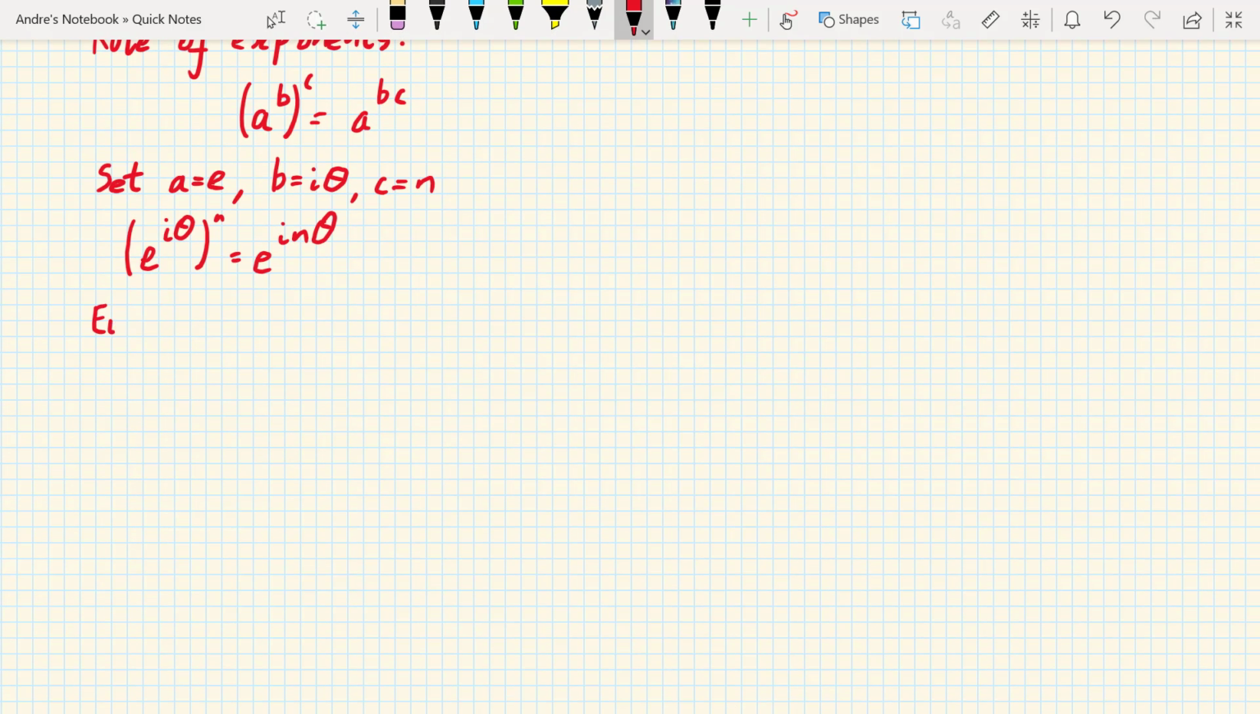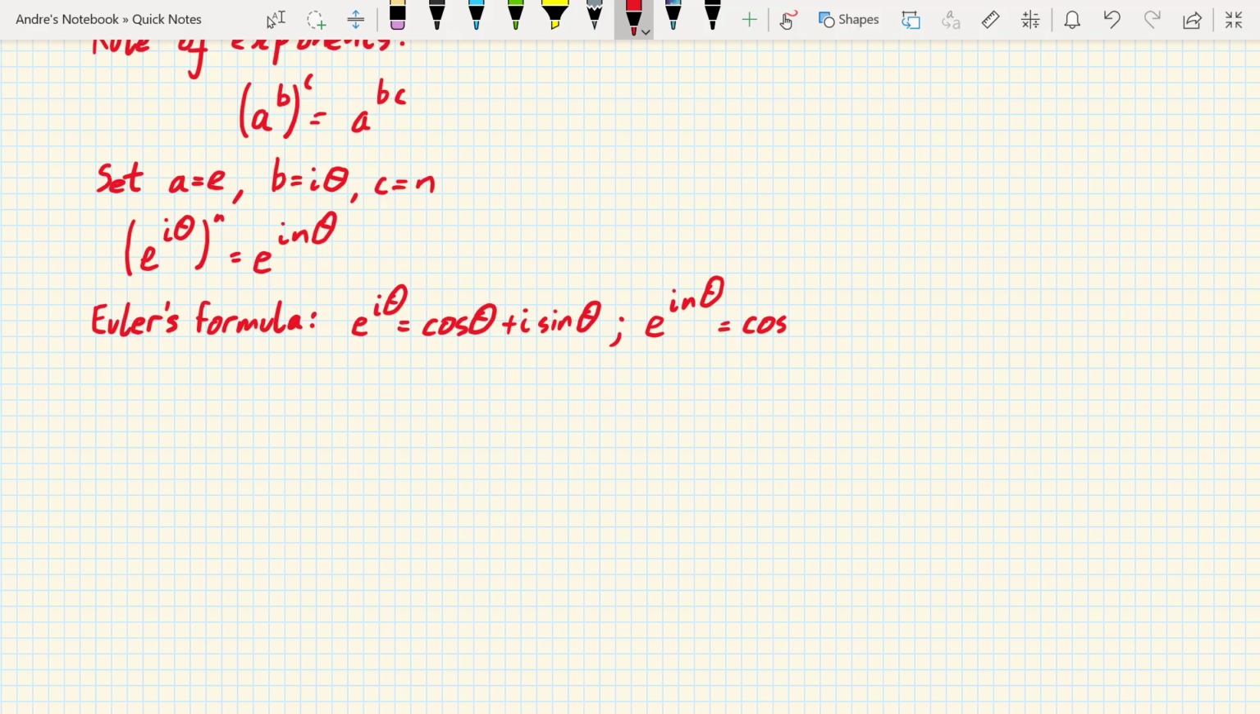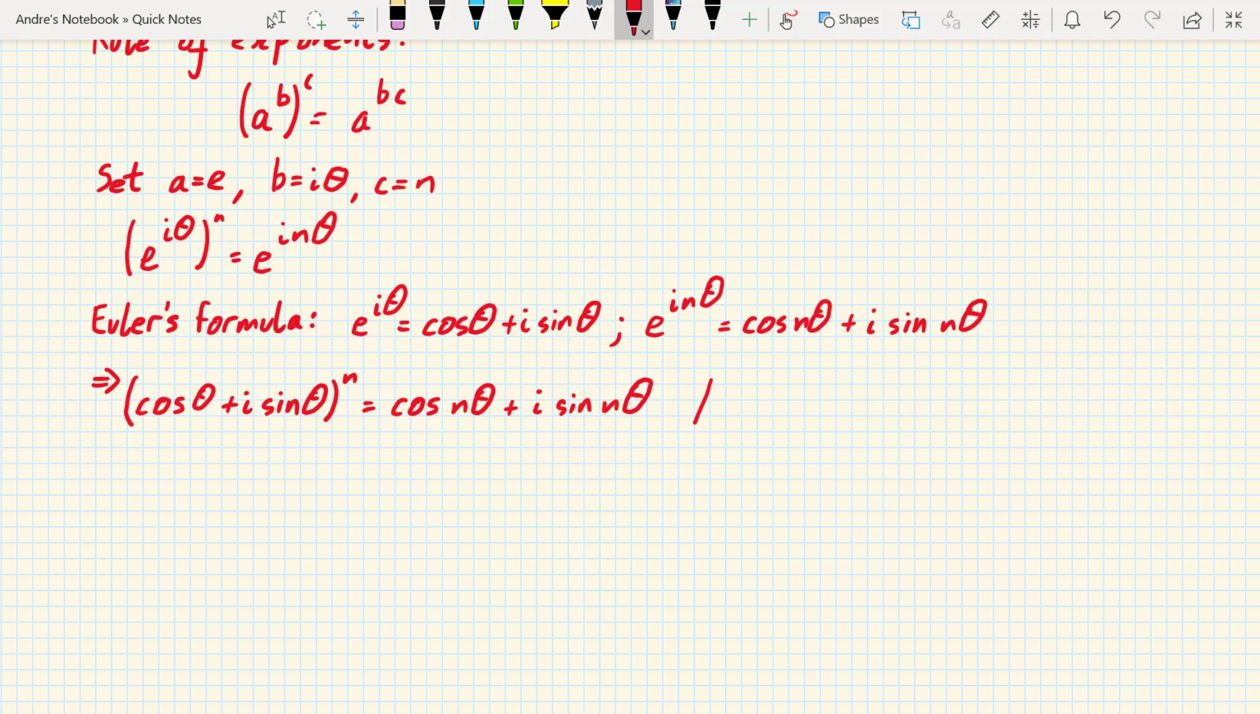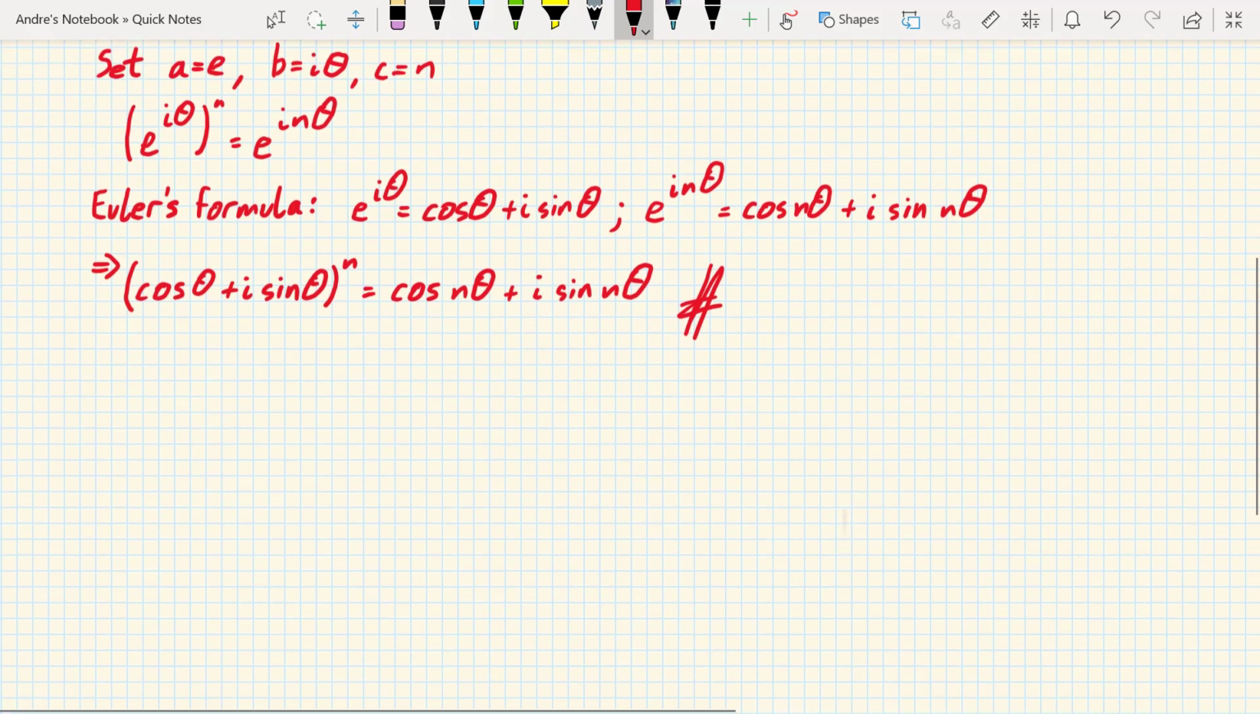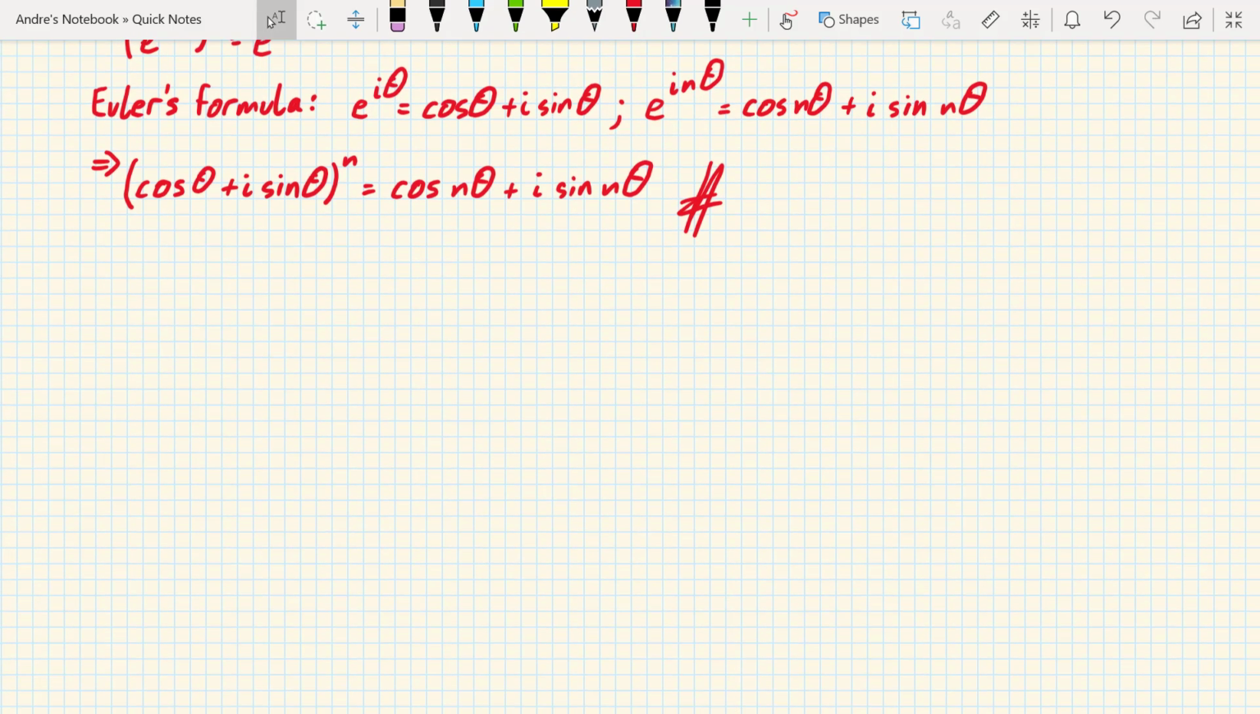But we know from Euler's formula that e^(i theta) is cos theta + i sin theta. And similarly, we know that e^(i n theta) is cos n theta + i sin n theta. Substituting those in, we get (cos theta + i sin theta)^n is equal to cos n theta + i sin n theta. So the proof of de Moivre's theorem is very straightforward. But actually, this proof is something of a cheat, because de Moivre's theorem predates Euler's formula.